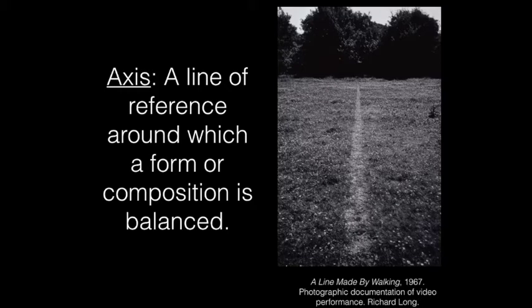Axis is a line of reference around which a form or composition is balanced. So this is a piece called A Line Made by Walking by Richard Long. So this is actually photographic documentation of the video performance. And how this worked was for an hour on public television in 1967, you were able to watch this piece, and it was a camera person walking and following this line that was created in these natural spaces.